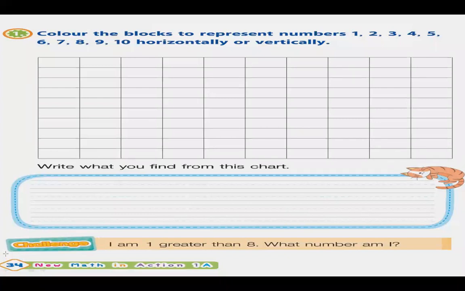number 34. Okay, go onto your book and answer this activity on page number 34. So this time, you are going to color the blocks to represent numbers from 1, 2, 3, 4, 5, 6, 7, 8, 9, 10. Okay? Horizontally or vertically. All right, that's it, students.